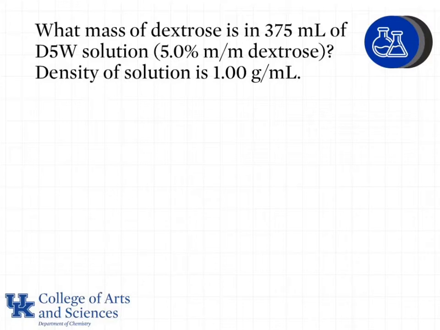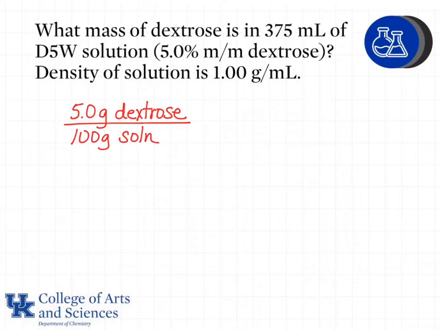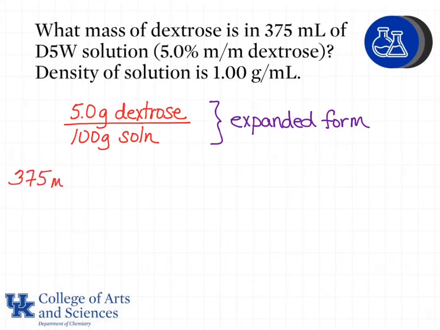What mass of dextrose is in 375 milliliters of D5W solution, which is 5% by mass dextrose? The density of the solution is 1 gram per milliliter. The first thing we need to do is rewrite our concentration in terms of the expanded form. We're told it's 5% by mass, so we have 5 grams of dextrose over 100 grams of solution. Writing concentration units in the expanded form helps us see the units that are involved because concentrations are a compound unit. The simple unit in the problem is 375 milliliters.